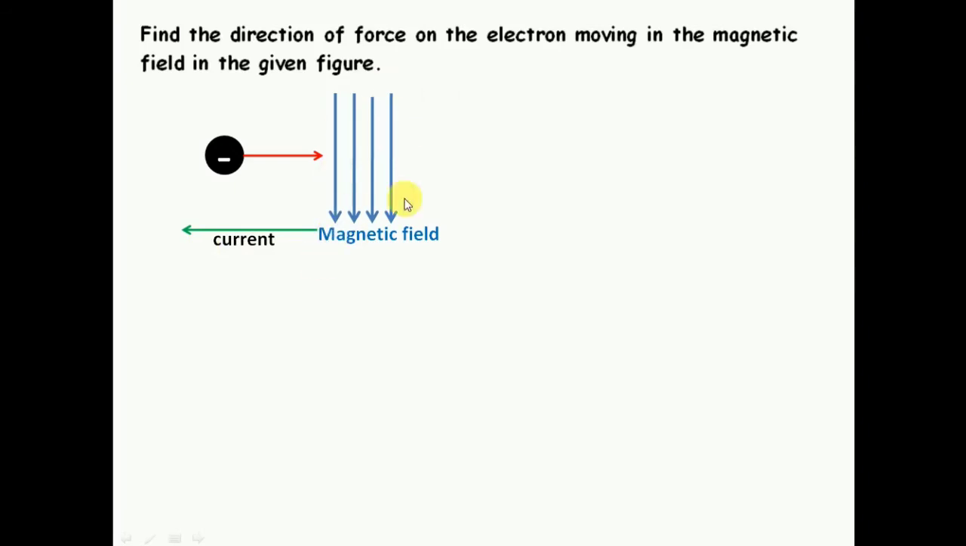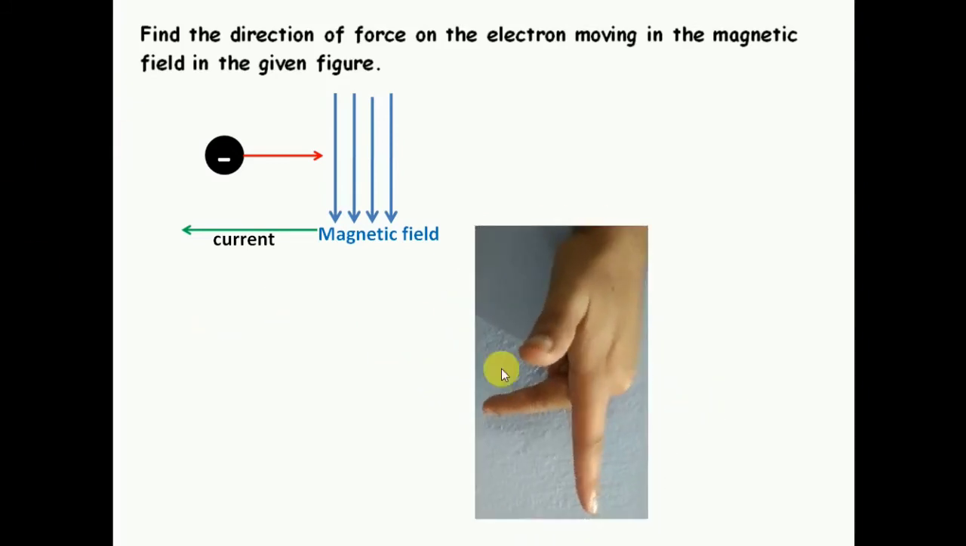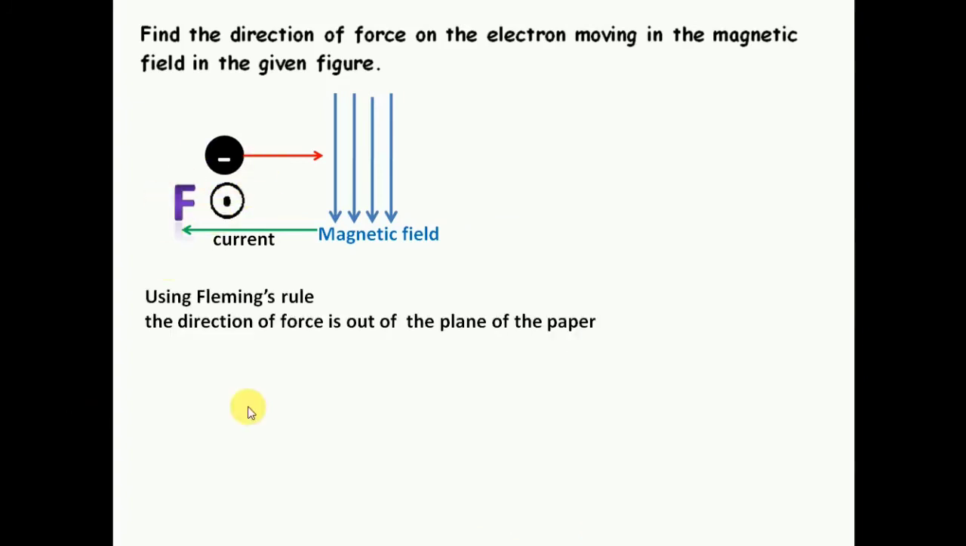Now I have got current, I have got magnetic field, so I have to use the Fleming's left hand rule. This is the Fleming's left hand rule, and now I'll show the magnetic field using the index finger, which is going downward. So I'll rotate my hand like this, and you can see the middle finger is showing the current, so the force is out of the plane of the paper. So to show something coming out of the plane, I'll use a dot, so force is coming out. So using Fleming's left hand rule, the direction of force is out of the plane of the paper.